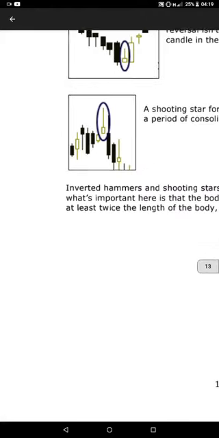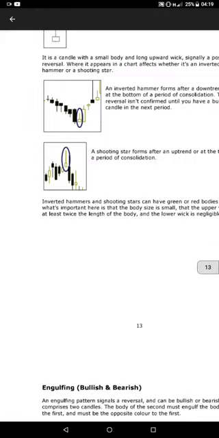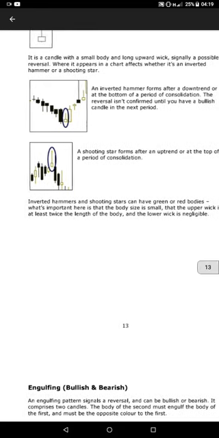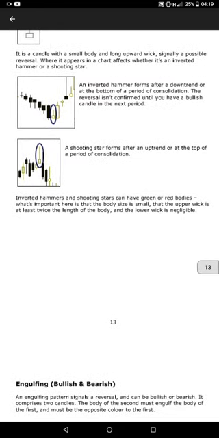Let's proceed, guys. An inverted hammer and a shooting star can have green or red bodies. What's important here is that the body size is small, that the upper wick is at least twice the length of the body, and the lower wick is minimal.